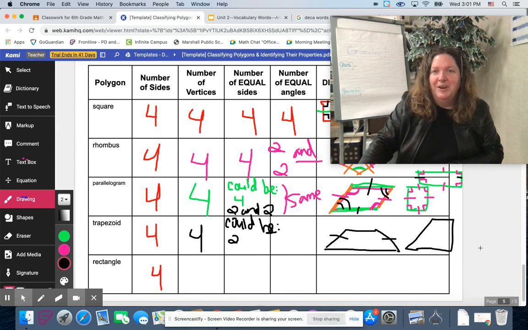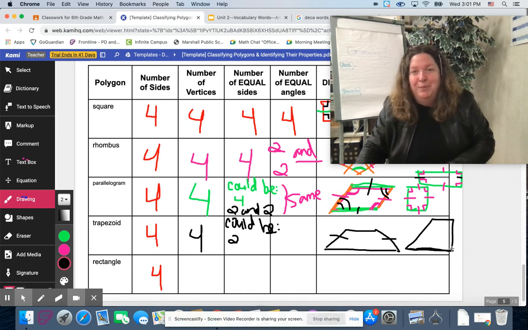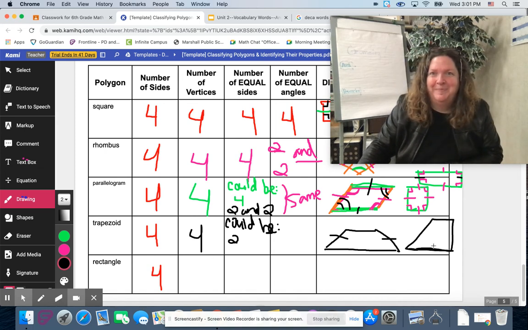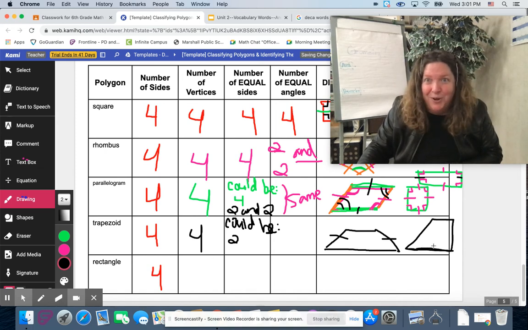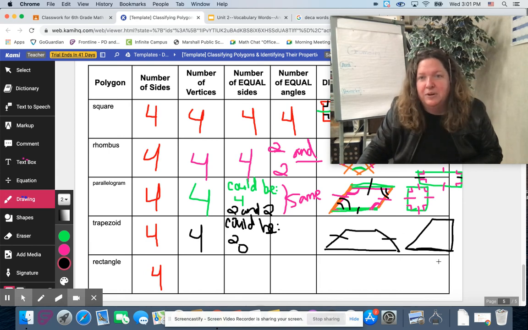Is that a trapezoid? It is, as a matter of fact. How many sides are the same? 0. Yeah, trapezoids might have 0 sides equal. This still is a trapezoid, still has 4 sides.